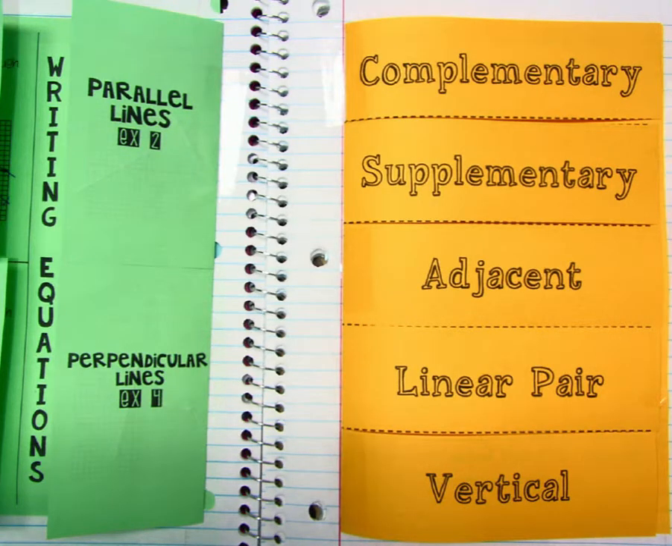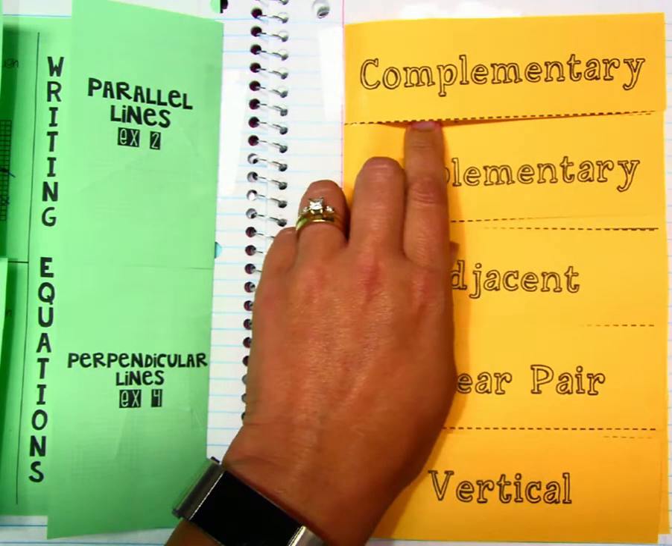The next thing we're going to take a look at are angle pairs. We're just going to review some angle pairs that you probably have seen before. The first one we're going to take a look at is complementary angles.